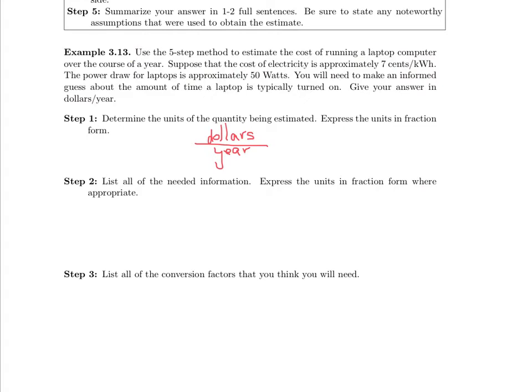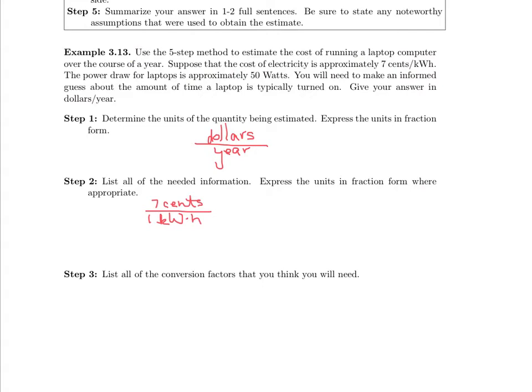So if I write this down in fraction form, it would be 7 cents per 1 kilowatt, and I'm going to write this as kilowatt times hours, because remember, a kilowatt hour is the product of a certain number of kilowatts and a certain number of hours.